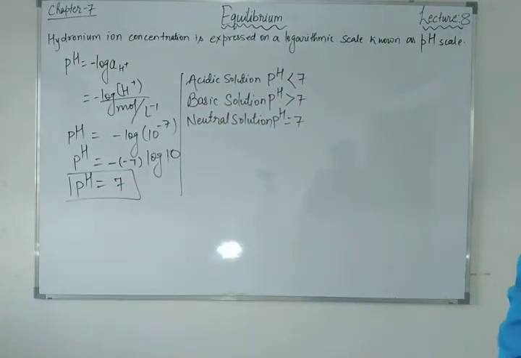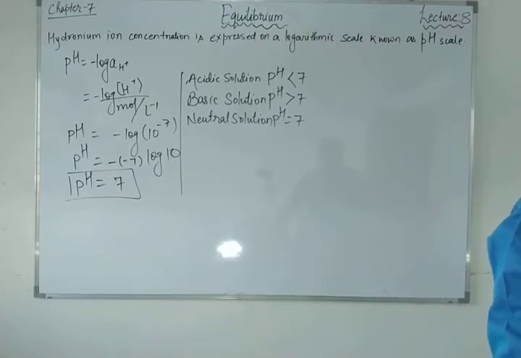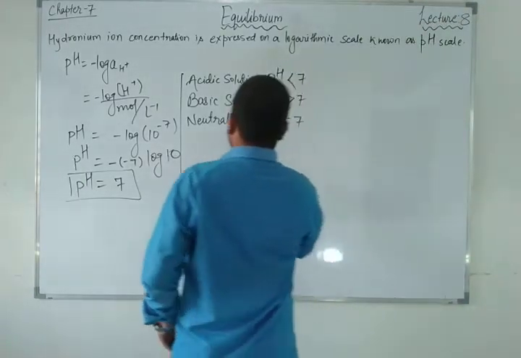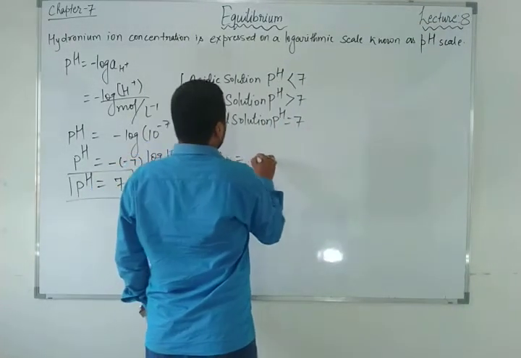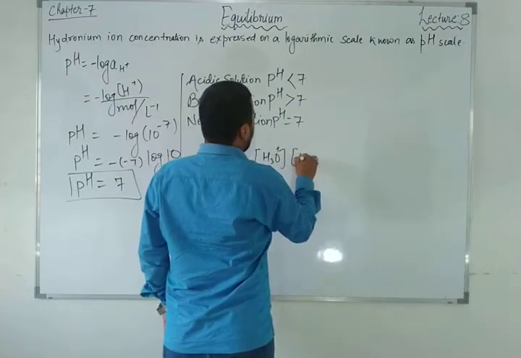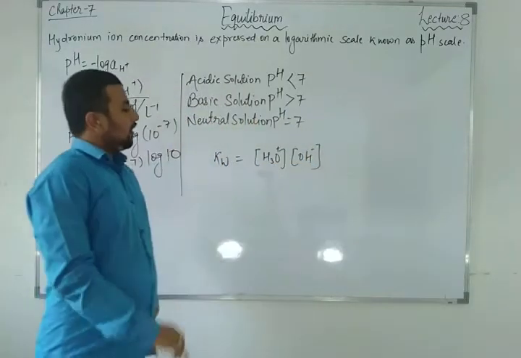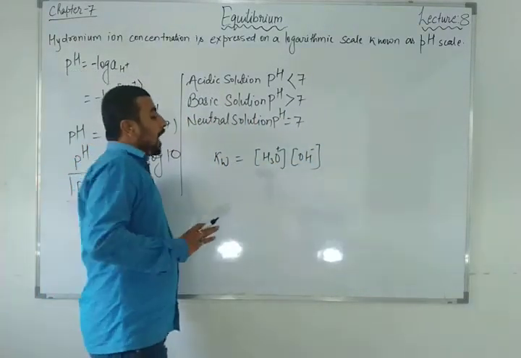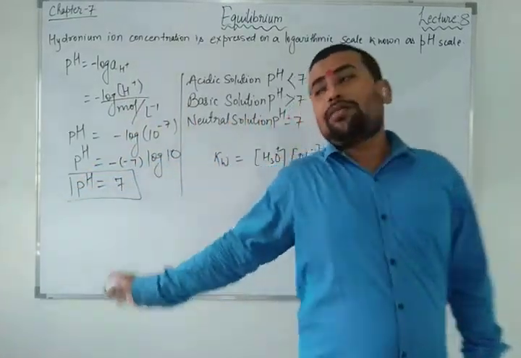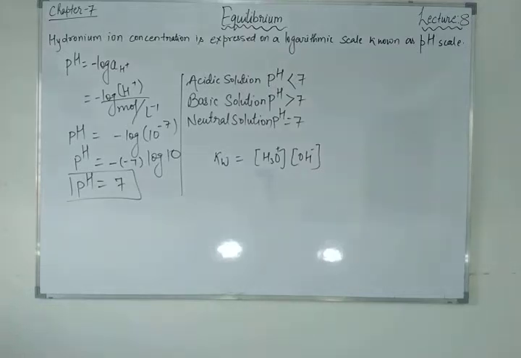Now we have to consider the rate constant of water. Have you remembered the rate constant of water? What was the rate constant of water? Kw is equal to, I hope you have remembered, Kw is equal to H3O plus and OH minus ion concentration, right? Here, rate constant of water. Now we are taking log on both sides, it means on the left side, the Kw side, and on the right side, the H3O plus and OH minus side.